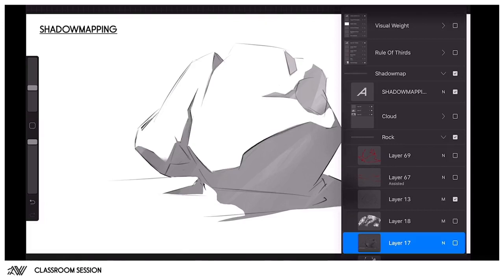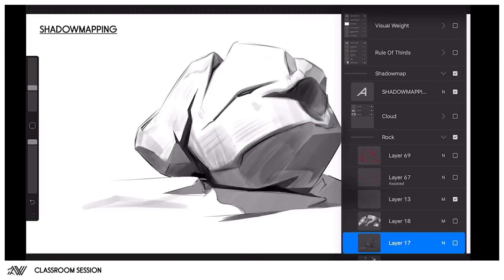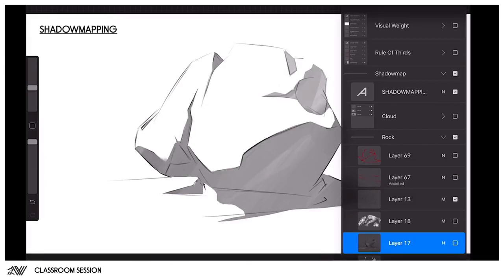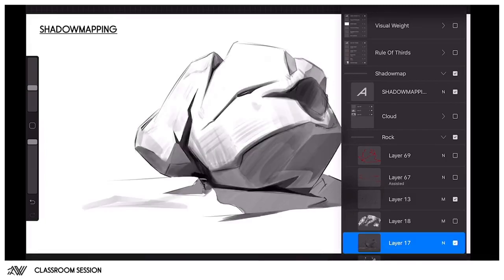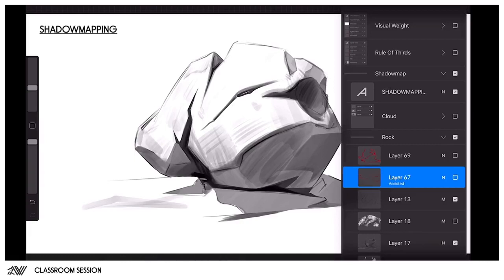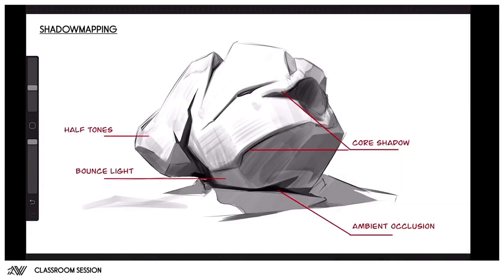Okay, and then for my layer 2, I basically transform that graphic-looking posterized image of a rock, and I soften it up and make it look more realistic. Again, at all times, I'm thinking about the basic fundamental features of light and shadow, right? So I'm considering my core shadows, my ambient occlusion, my bounce light, and my halftones. That doesn't change whether I'm looking at a portrait, a rock, a tree, a mountain, whatever, right? Usually the rules of light stay exactly the same.